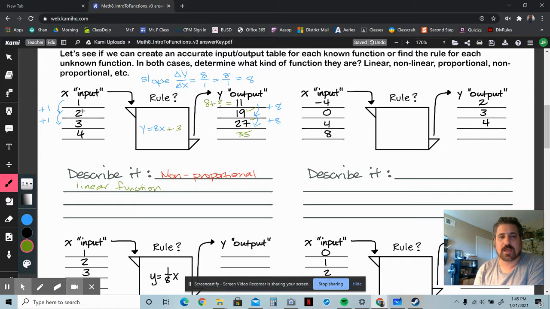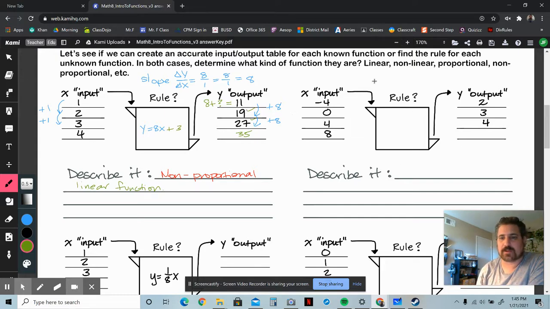If it's a function, for every x, there is only one corresponding y. So every time you put a 1 in, you're going to get an 11 out in this case. So the next time you put a 1 in, you should still get 11 out. Okay, that's how you do it. Let's do the next one.